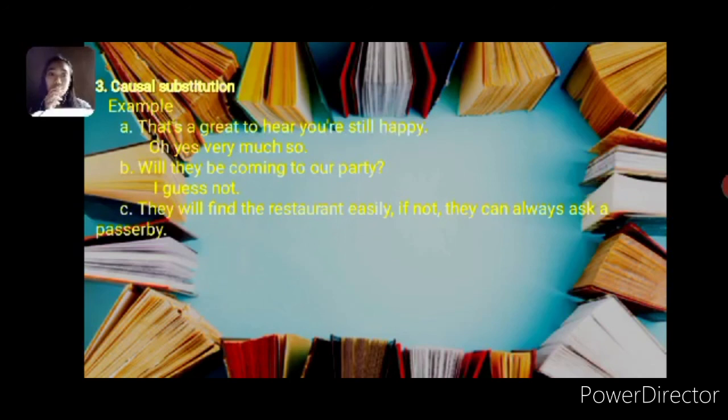Will they be coming to our party? I guess not. Here, some verbs, however, use only not: be afraid, guess, hope, suppose. They will find the restaurant easily. If not, they can always ask a passerby. So here, we substitute if clauses with if so and if not.